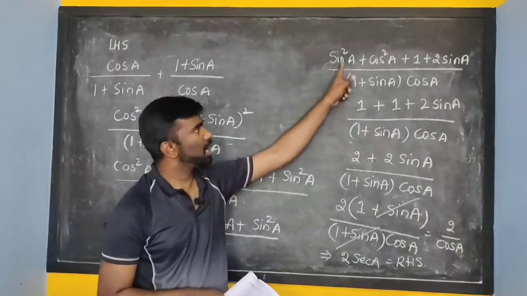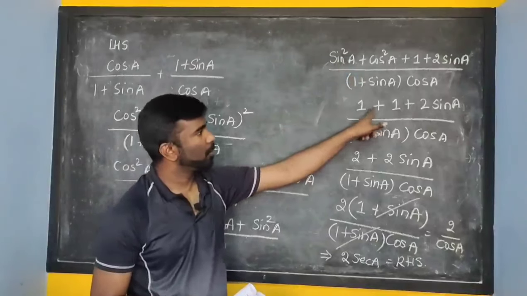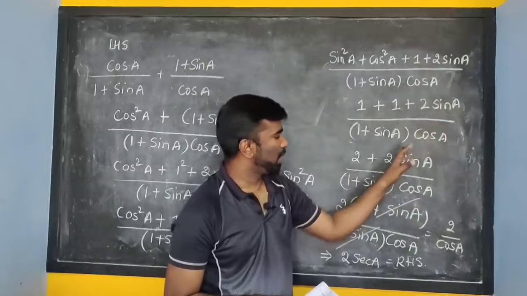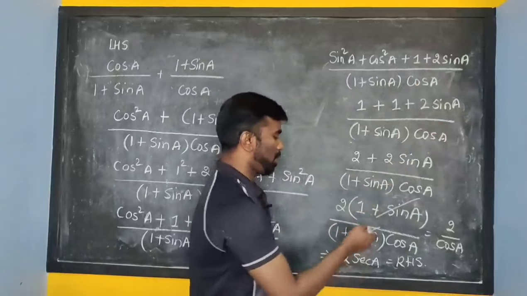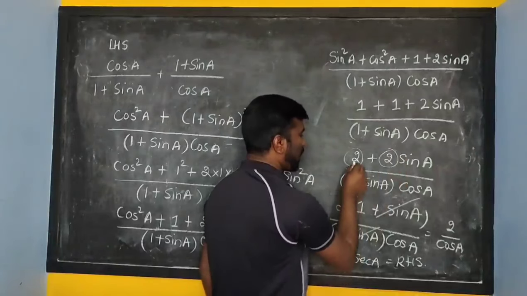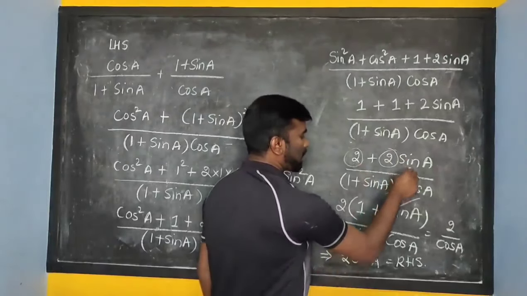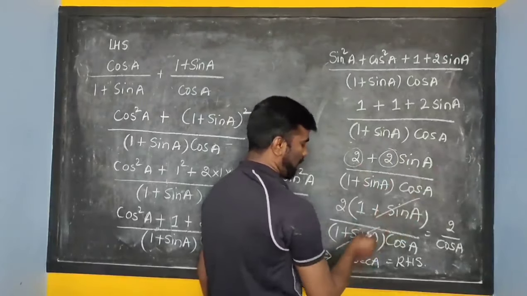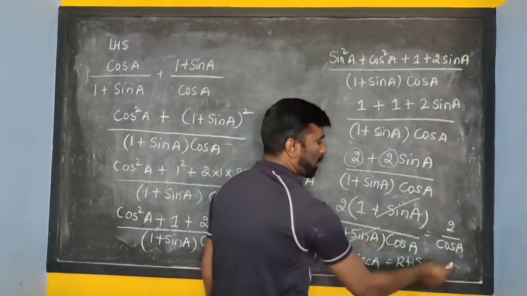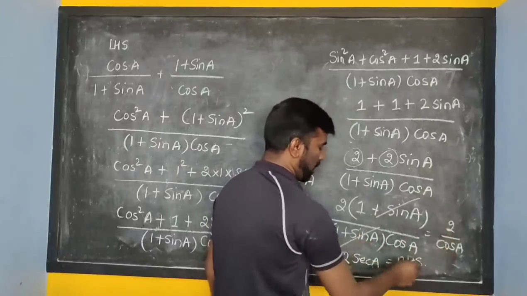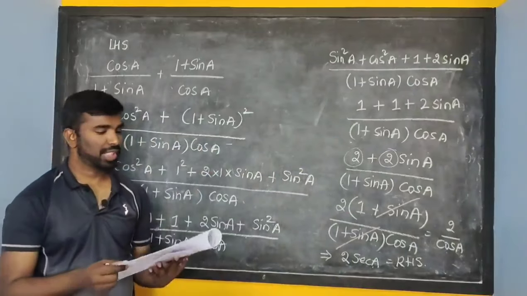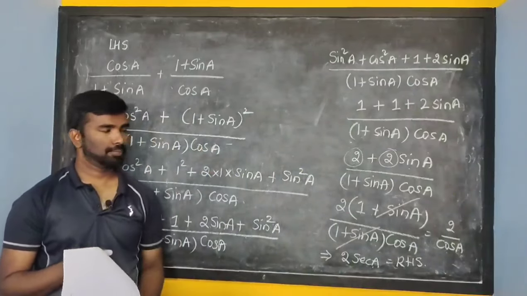Use identity 1, sin square A plus cos square A is 1, and the remaining terms as they are: 1 plus 1 is 2, and 2 sin A. What is common here? We have the common factor 2. Take that out. If you take that out, 1 will remain here, sin A will remain here, and 1 plus sin A, 1 plus sin A cancel out. 2 by cos A, the reciprocal of cos is secant, therefore 1 by cos A is secant A, which gives 2 secant A, which is equal to RHS.